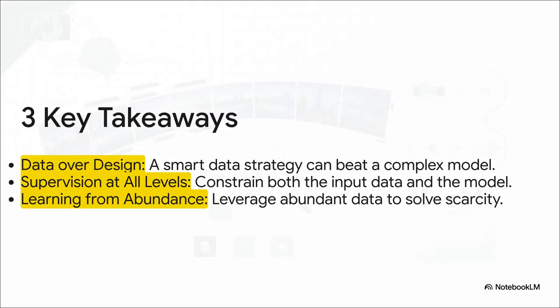All right, so if you only remember 3 things from today's deep dive, let it be these. Number 1, data over design. Sometimes a smarter way of using your data is way more powerful than just building a bigger model. Number 2, supervision at all levels. The best results came from a full stack approach, fixing the data on the way in, and teaching the model the rules on the inside. And number 3, learning from abundance. This is a big one. You can often solve a data shortage in one area by finding a clever way to borrow knowledge from a related area where data is plentiful.